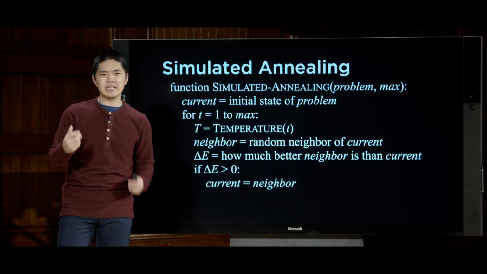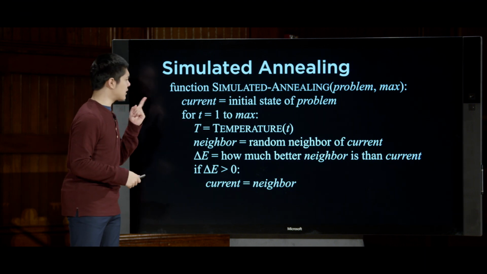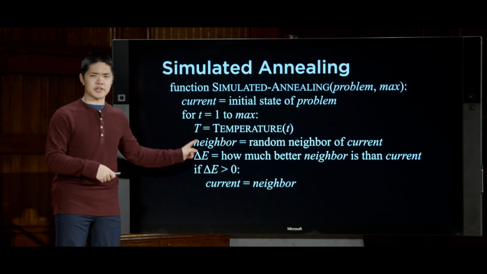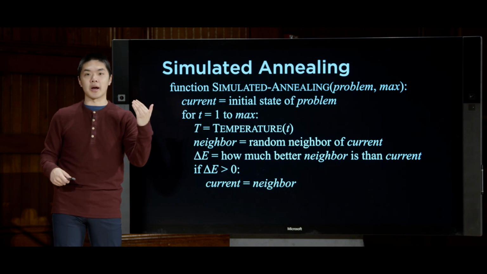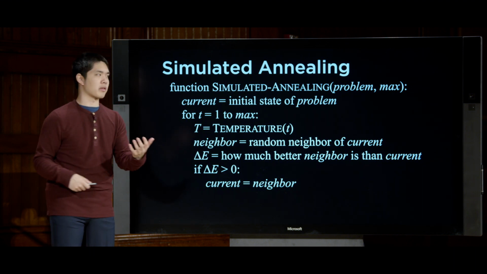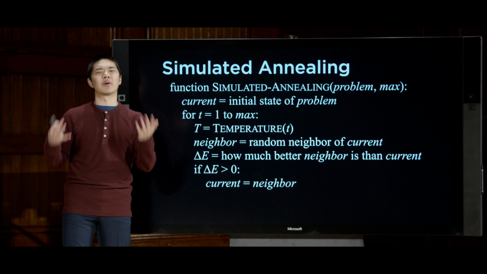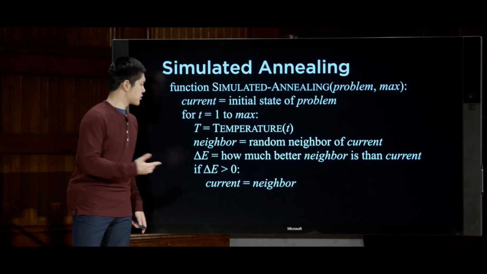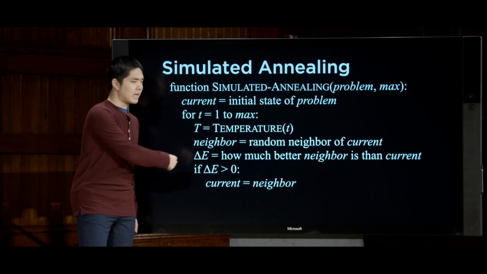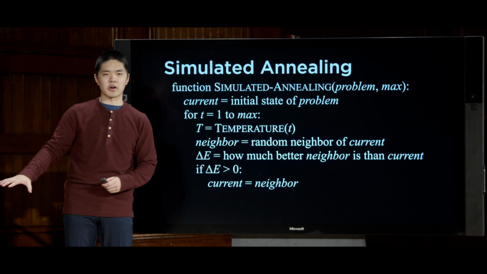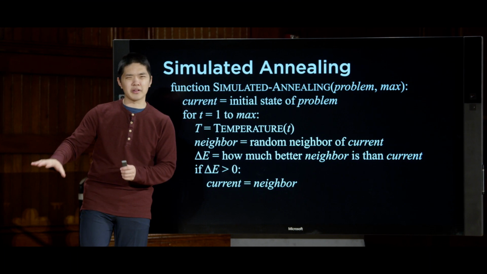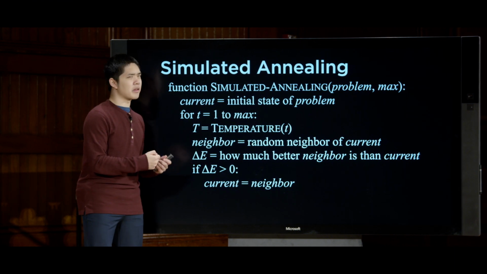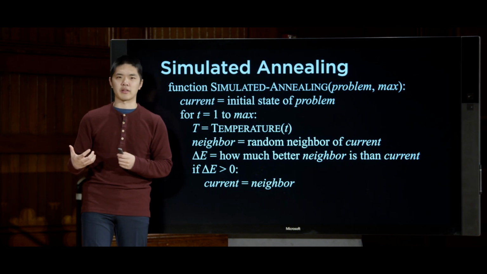And that probability needs to be based on a couple of factors. It needs to be based in part on the temperature, where if the temperature is higher, we're more likely to move to a worse neighbor. And if the temperature is lower, we're less likely to move to a worse neighbor. But it also, to some degree, should be based on delta E. If the neighbor is much worse than the current state, we probably want to be less likely to choose that than if the neighbor is just a little bit worse than the current state.